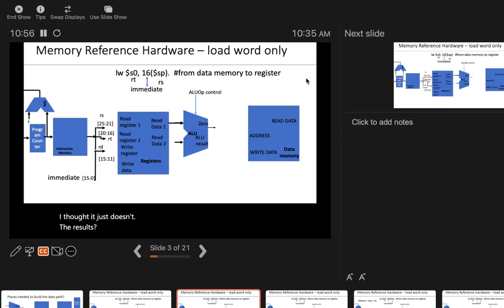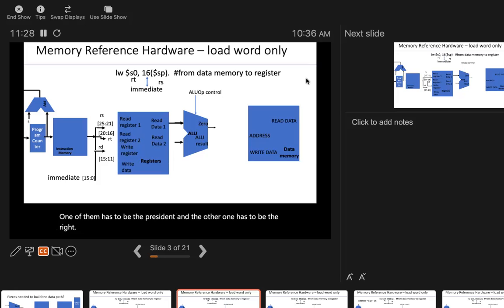So, for example, for load word, first we have to compute, so ALU. 16 plus $SP would actually be your address, right? So you need to compute that address. And as it so happens, 16 is the immediate value, which is 15 down to 0, and $SP is the RS register. So ALU has two inputs. One of them has to be the RS register, and the other one has to be the immediate.